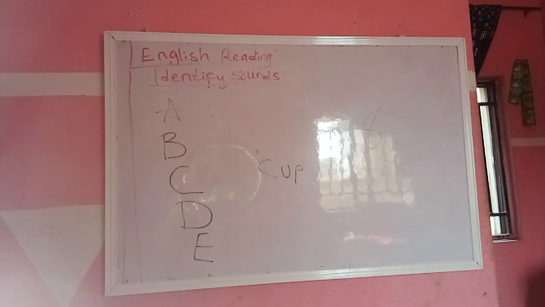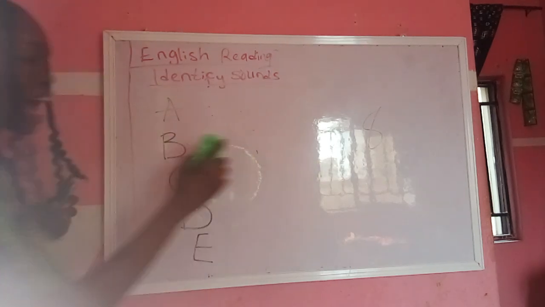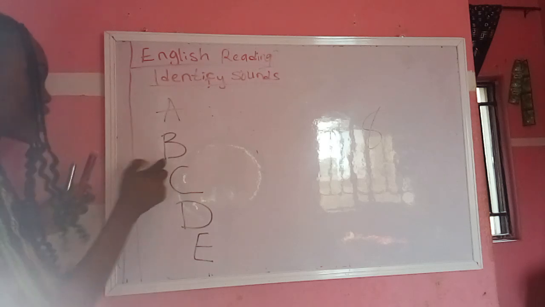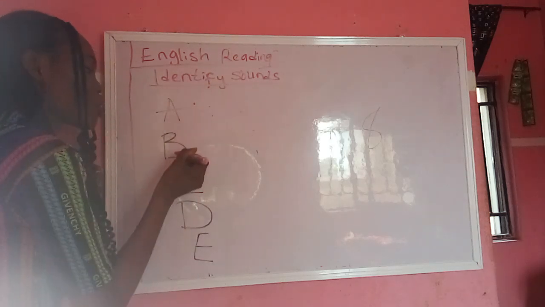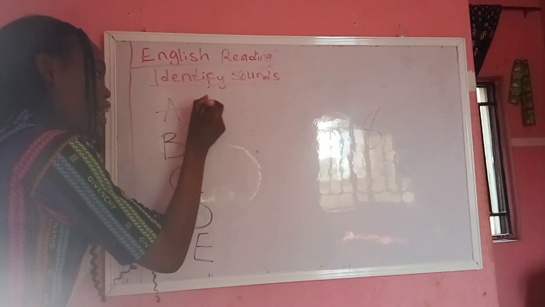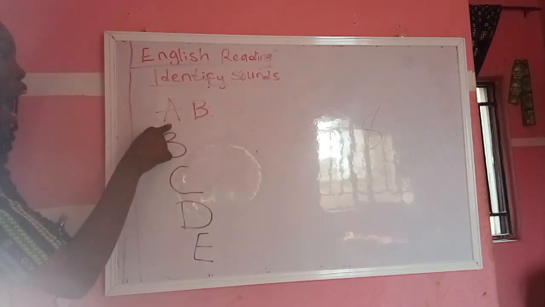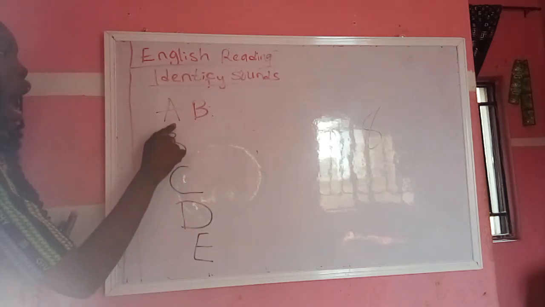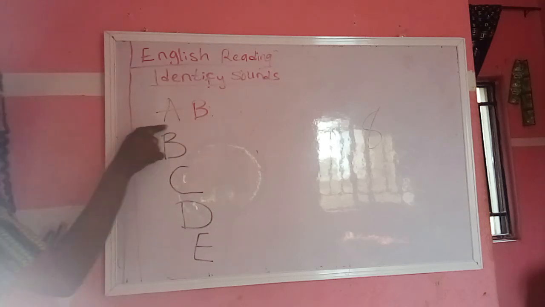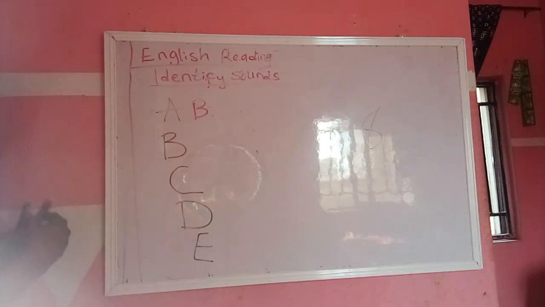Now we are going to try mixing these 5 letters and see what we are going to get. Now for the first one, we have A, right? Now if we use this B and put it here, we have what? A, B, to get what? Ab. Are you seeing it? We have A only before.